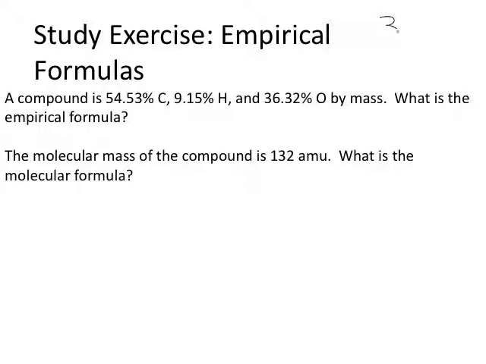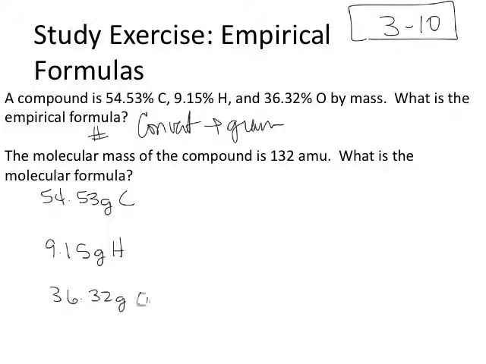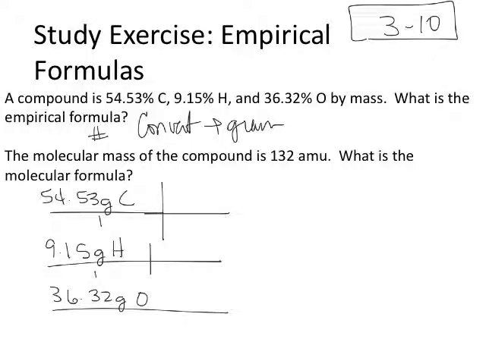This problem is 3-10. This is empirical formulas. An empirical formula is when you're given percentages, the first thing you want to do is convert them to grams. Percentages are like 100, so it's based on 100 grams. So we'll go with 54.53 grams of carbon, 9.15 grams of hydrogen, 36.32 grams of oxygen. And you're going to put each one of these over 1, because this is your given.